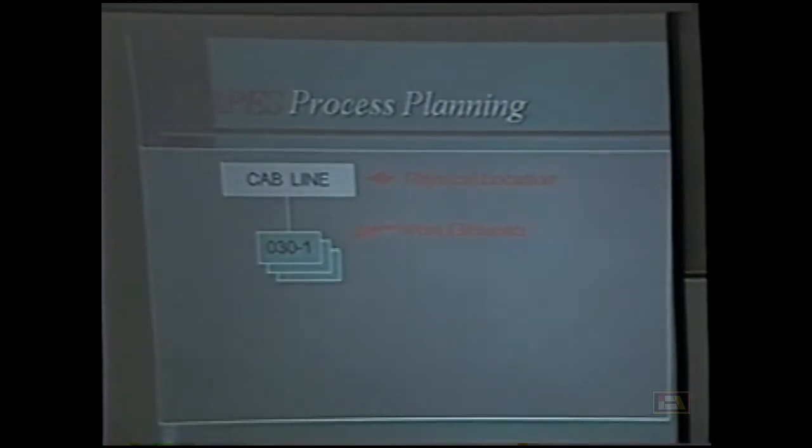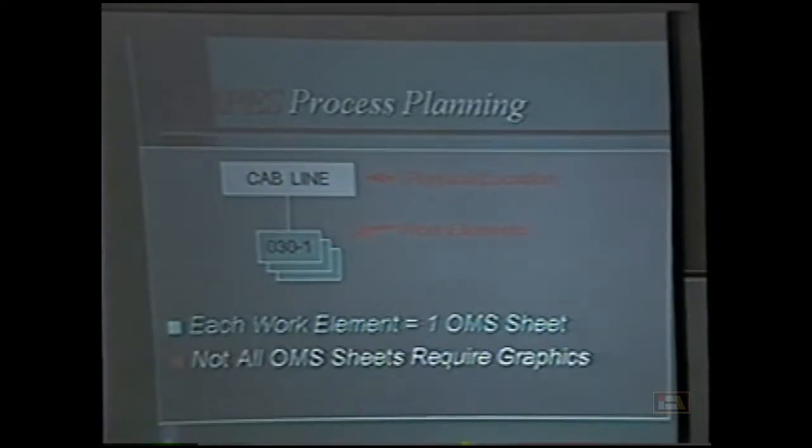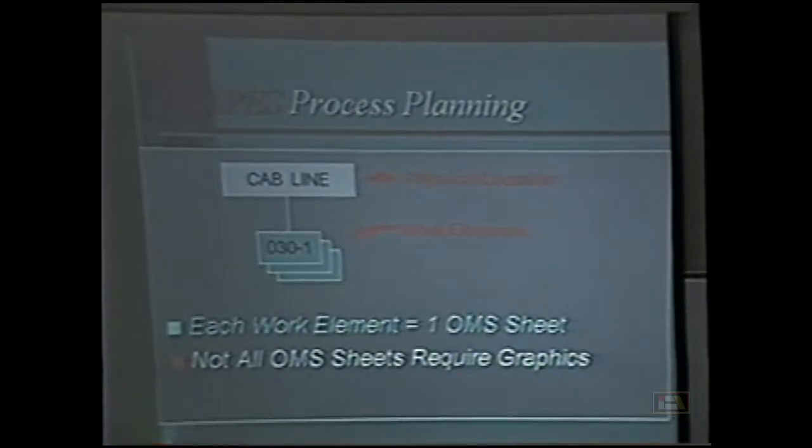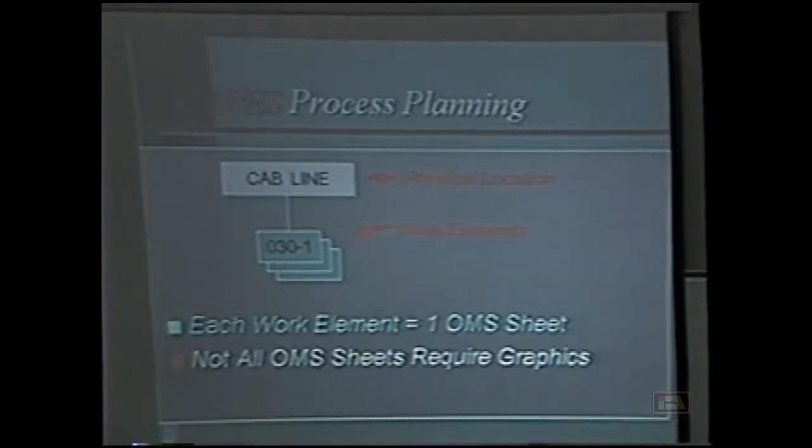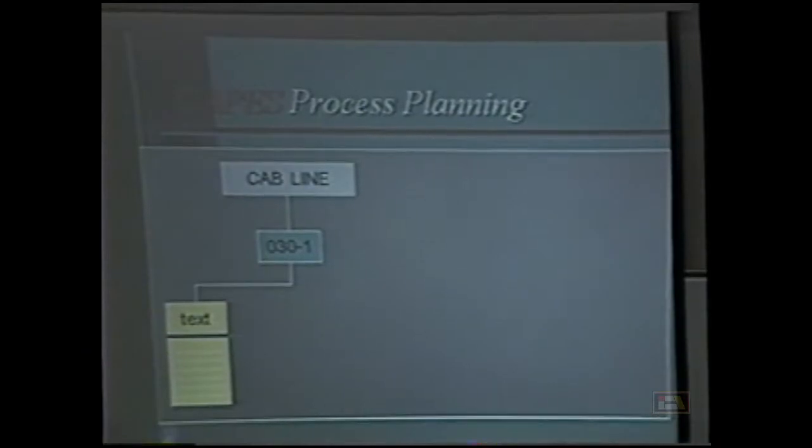What we do is we assign a physical place we're going to work, in this case the cab line, and we begin attaching work elements to that in the form of operations. And you can have hundreds or thousands of these operations. Each work element would equate to one OMS in this system. And also important to know is that not all OMS sheets require graphics. So when you see the graphics presentation today, keep in mind that you don't need to or have to do this on every one. If it's required, great. If it helps, great. If it doesn't, don't use it.